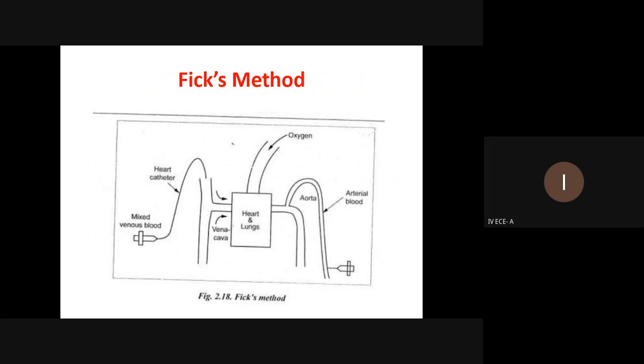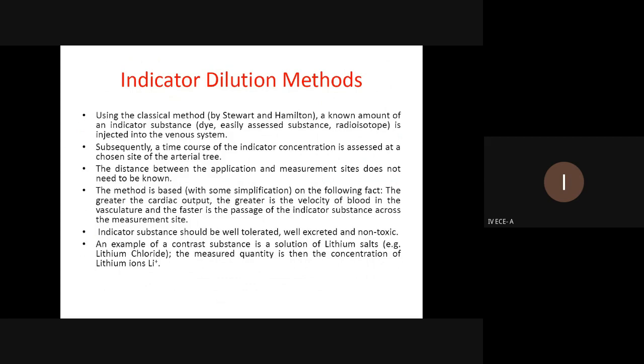Incoming blood, that is venous blood, is CV. Okay, this is CV. Q, cardiac output, is equal to the amount of infused or removed oxygen per unit time. Okay, so this is the Fick method.